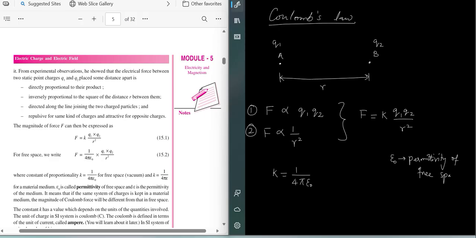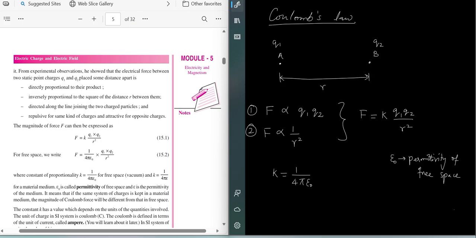If instead of free space these two charges are placed in any medium, air, water, liquids, or any other medium apart from free space, then the permittivity becomes the permittivity of the medium, which is not epsilon 0, but epsilon. This we will learn in the subsequent videos. For now, understand it as: first, these charges are point charges, and second, they are placed in free space. Let us stick to this.